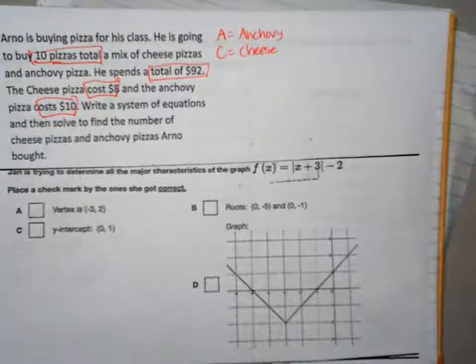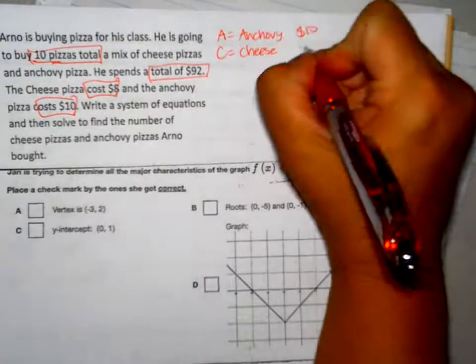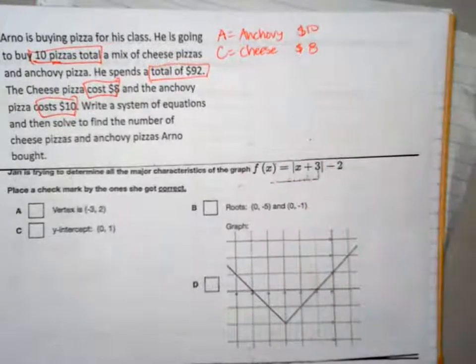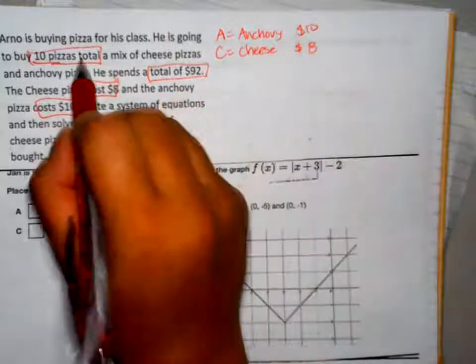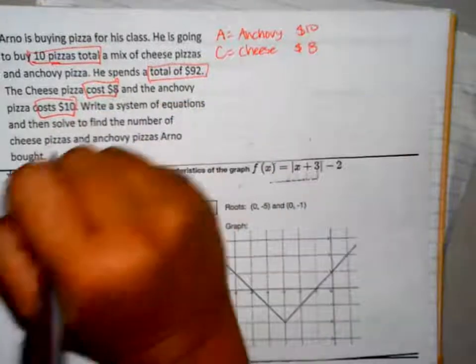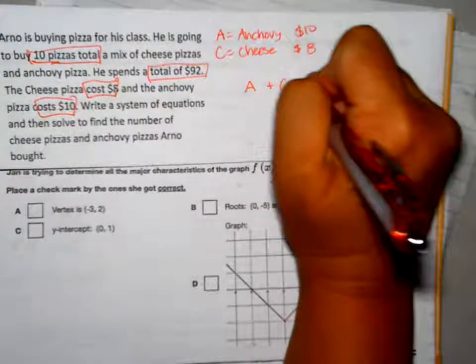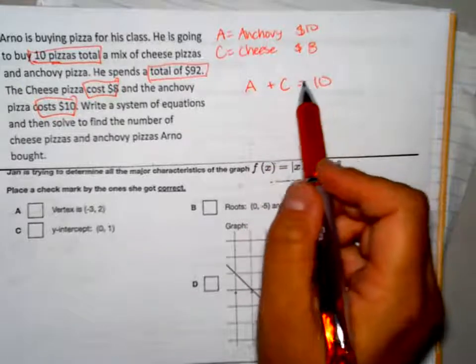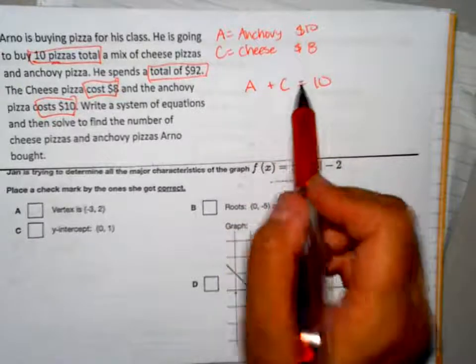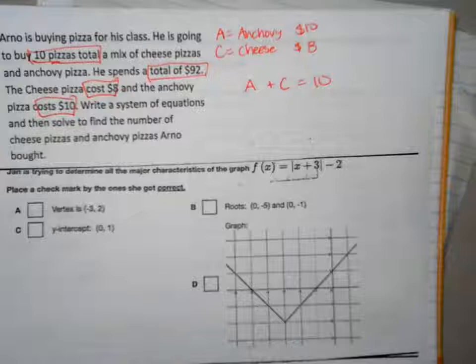And I know that my anchovy pizzas cost $10. So those are $10. And my cheese pizzas are $8. Okay. And he spent a total of $92. He bought a total of 10 pizzas. So here's my first equation. My first equation is the anchovy pizza plus the cheese pizzas equal 10. Whatever number he bought. He could have bought 5 and 5. He could have bought 2 and 8. He could have bought 6 and 4. We don't know yet. But we know he is going to spend $92.